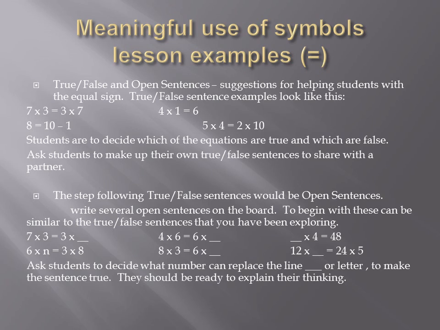Begin with true-false equations with multiplication, then move towards open sentences. Here are some suggestions for helping students with the equal sign. True-false sentence examples look like this. Students are to decide which of the equations are true and which are false. Ask students to make up their own true-false sentences to share with a partner.